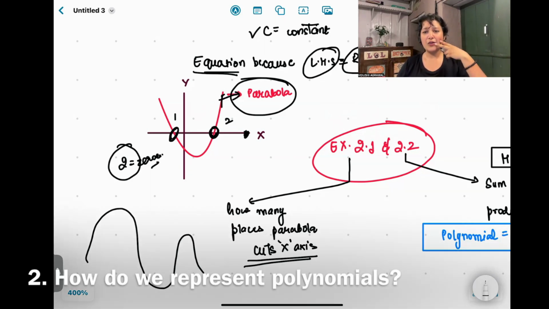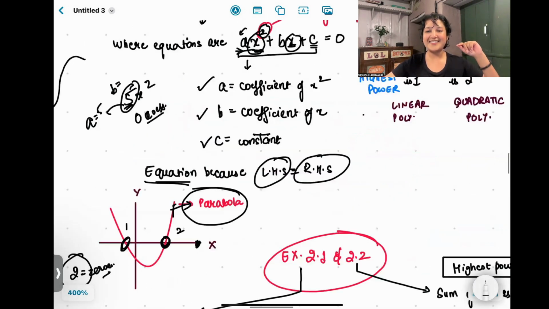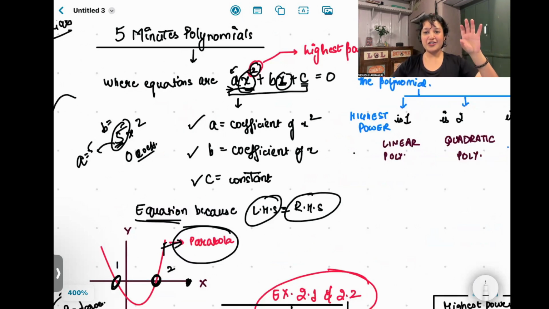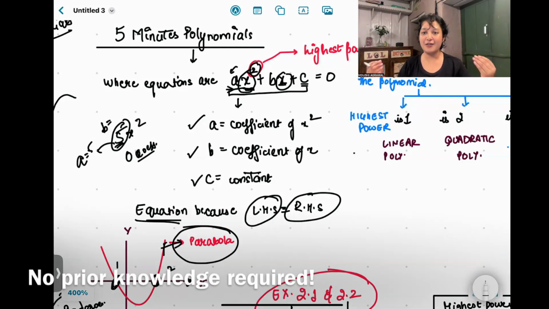Number two, how do I represent polynomials in mathematics? We represent them like this: ax square plus bx plus c, where a is the coefficient of x square, b is the coefficient of x, and c is my constant. And the equals sign is always there. Therefore, this is known as a polynomial equation, because we have an LHS and an RHS. And what does coefficient mean, you might ask? This is going to cover everything, no prior knowledge of concepts required.